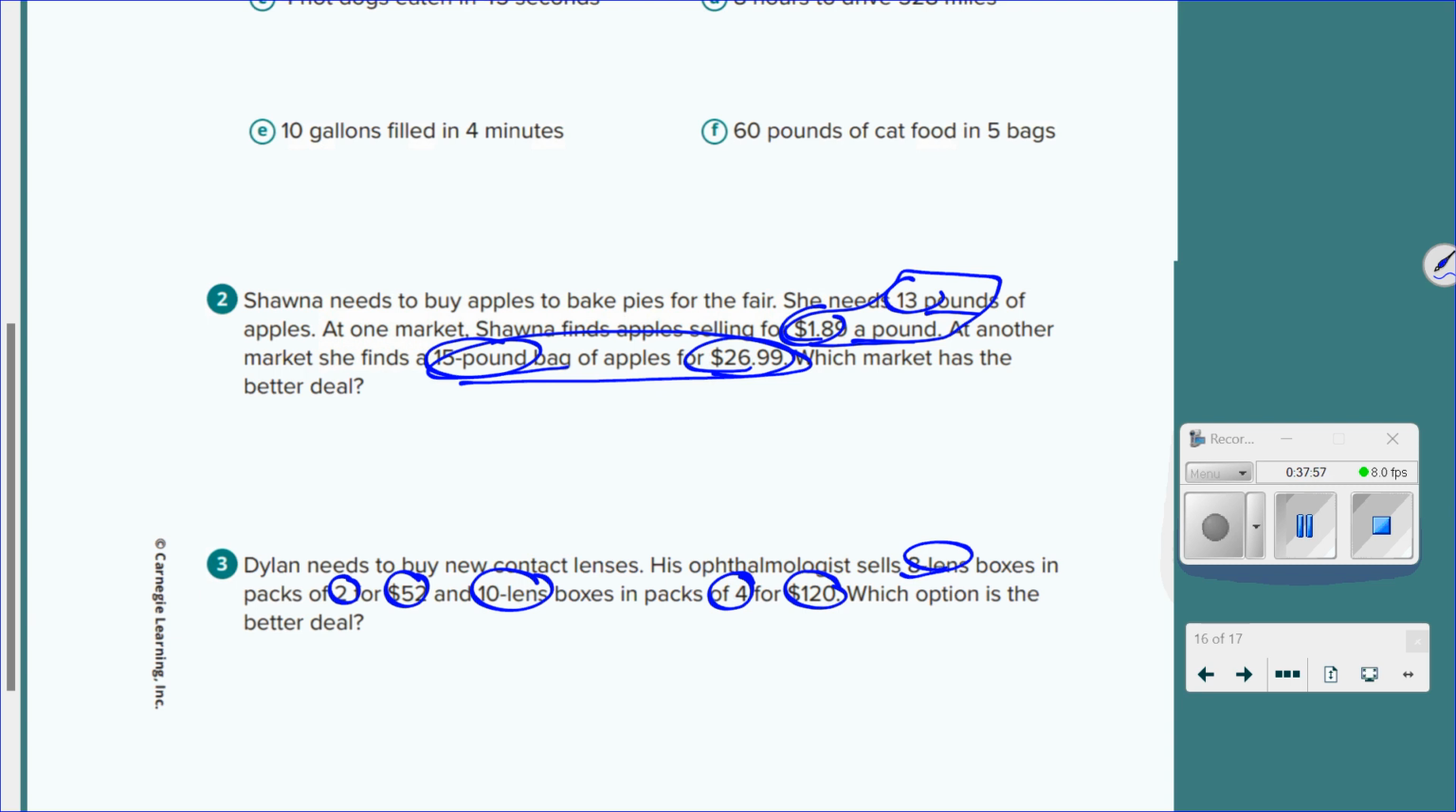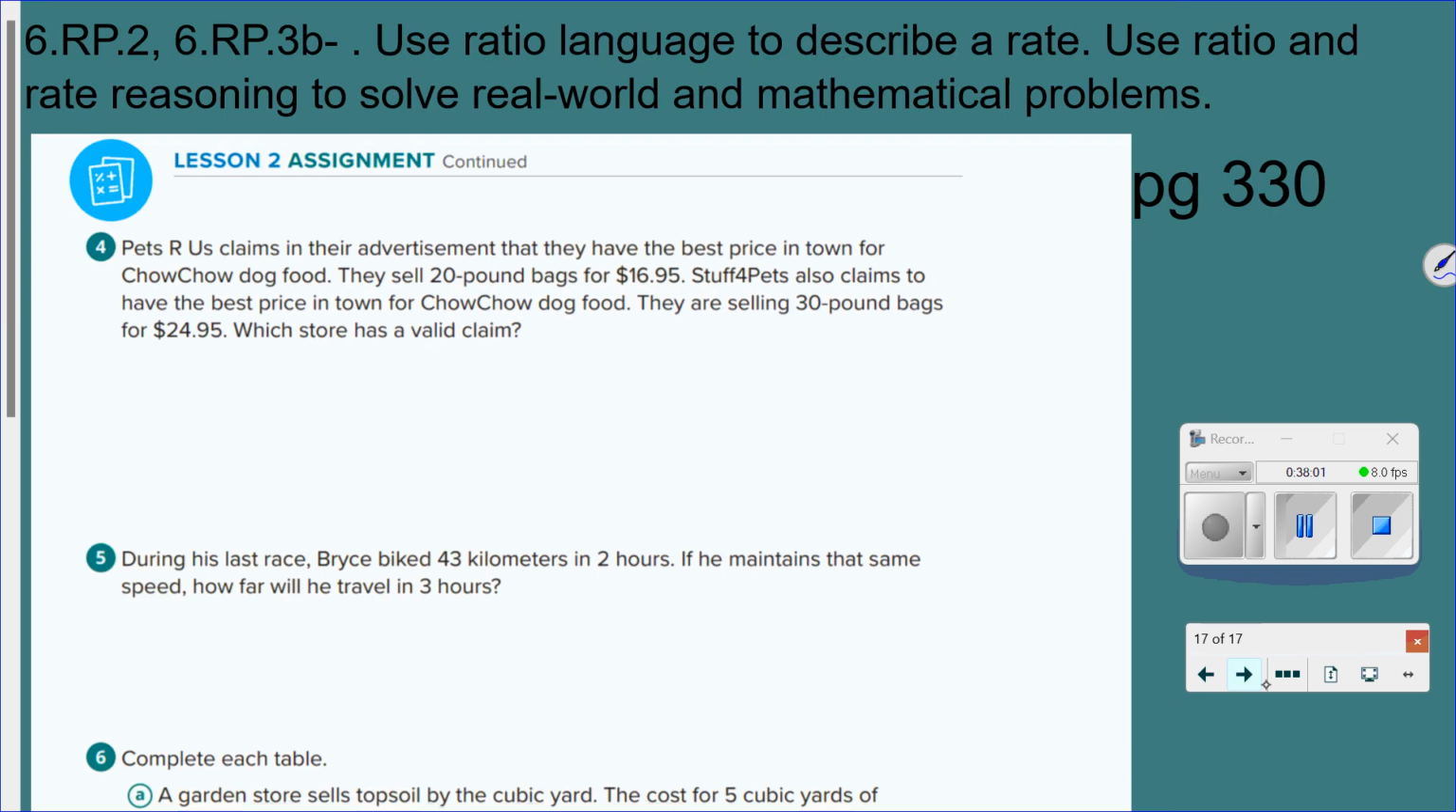Go to your last page. This one is pretty straightforward. A 20-pound bag, $16.95. 30-pound bag, $24.95. Figure out which one is the better price. It doesn't tell you which one you have to go to 1 on, so I would divide by the 20 and the 30.